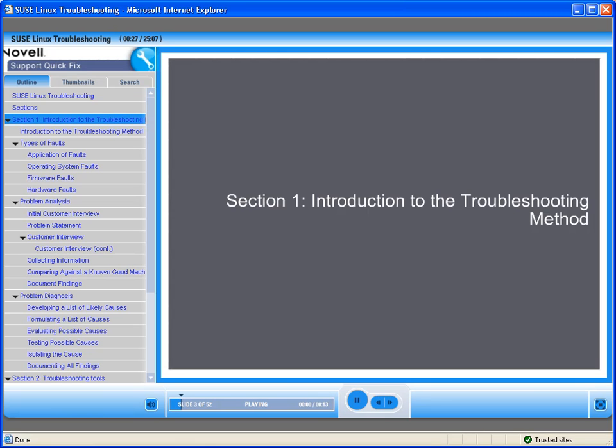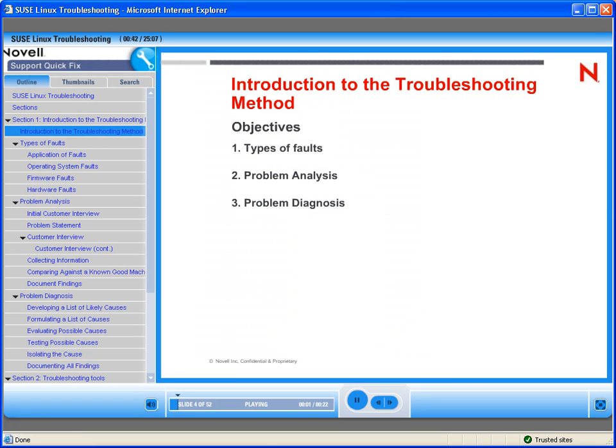So into the troubleshooting methodology we go. Again, this is divided up into multiple sections, just a method of troubleshooting that can apply to virtually any software environment or any operating system. In this section, we're going to talk about three different things: types of faults, problem analysis, and problem diagnosis. Types of faults just break the faults into four different categories. Problem analysis is where we do our fact gathering. We're gathering information about what the problem is. And diagnosis is where we actually try and figure out what the issue or the answer is.